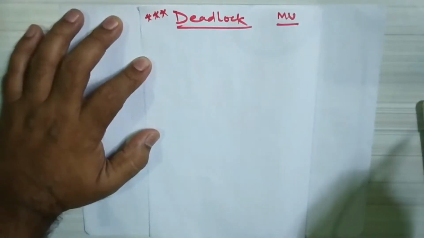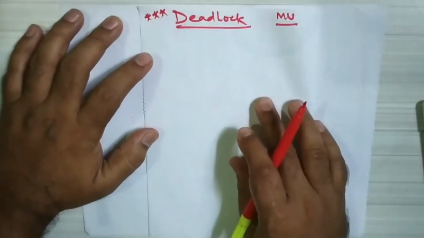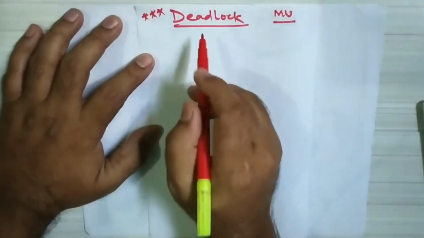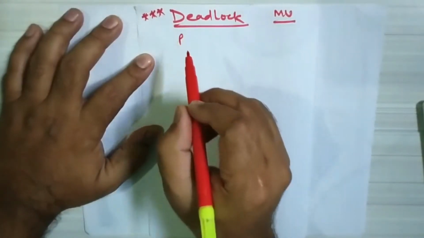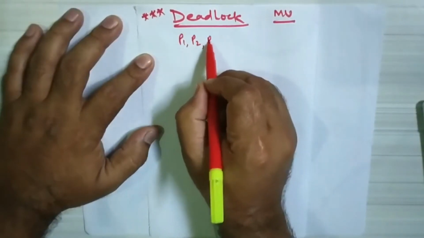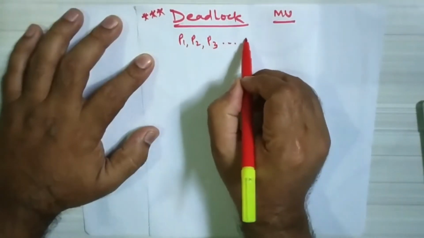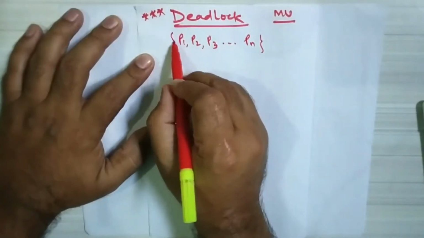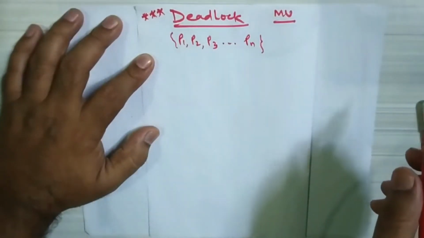So okay, we'll try to understand the concept of deadlock. Imagine, first of all, that we have a set of processes. Whenever we define a set of processes, we can define it this way: p1, p2, p3 up to pn. These are the set of processes which exist.